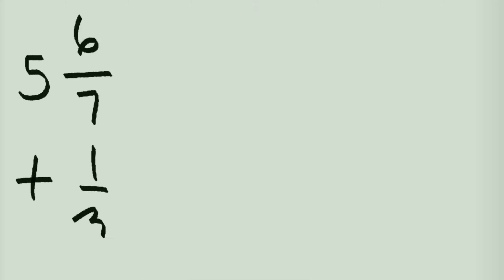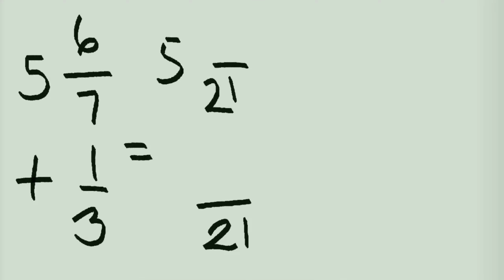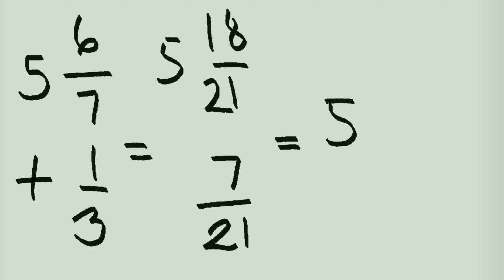Number 3, 5 and 6/7 plus 1/3. The LCD of 7 and 3 is 21. 21 divided by 3 times 1 is equal to 7. 21 divided by 7 times 6 is equal to 18. 5 and 18/21 plus 7/21. Add the numerators, 18 plus 7 is 25 over 21.